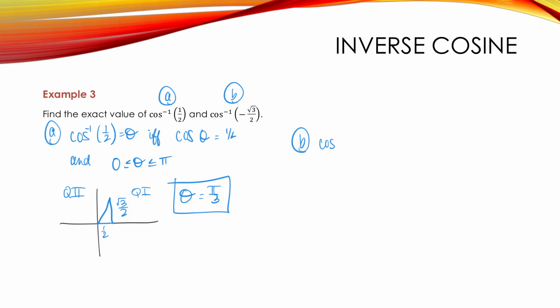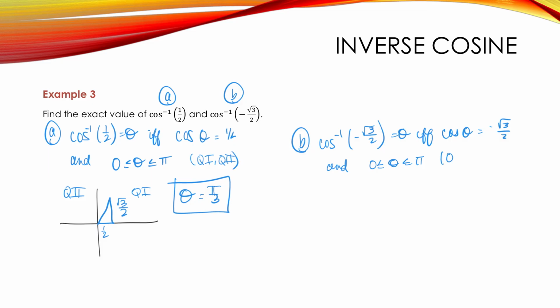Now what happens if we switch it to a negative? So now we have the inverse cosine of the negative √3/2, and that is our theta if and only if the cosine of theta is equal to negative √3/2, and theta is between 0 and pi. So just like we had before, we're still looking for quadrants 1 and 2. So let's see if we can figure it out.